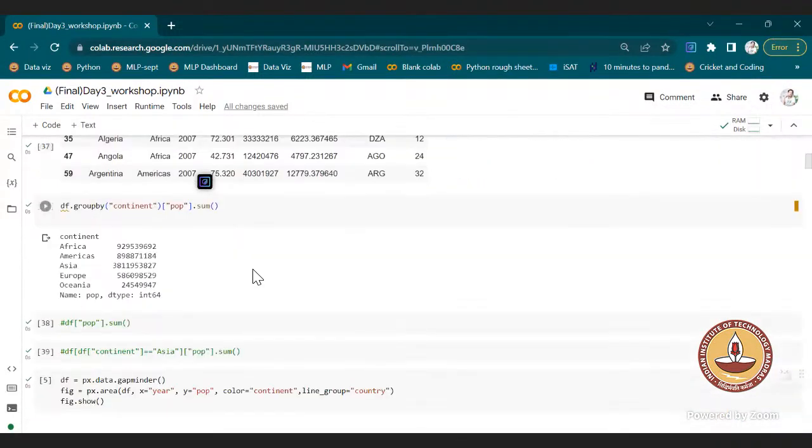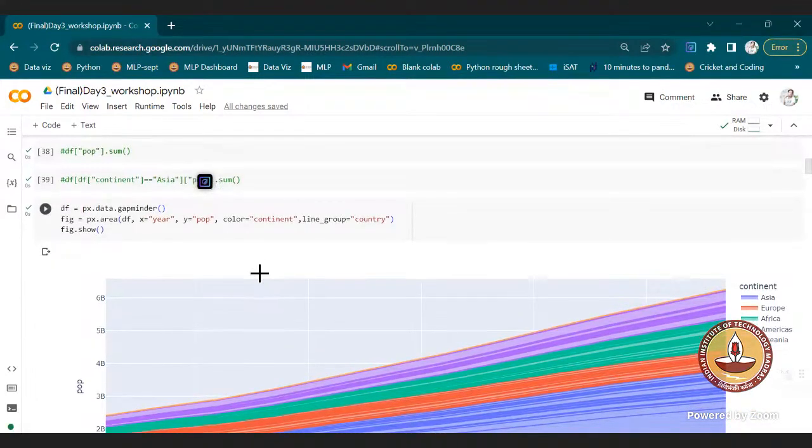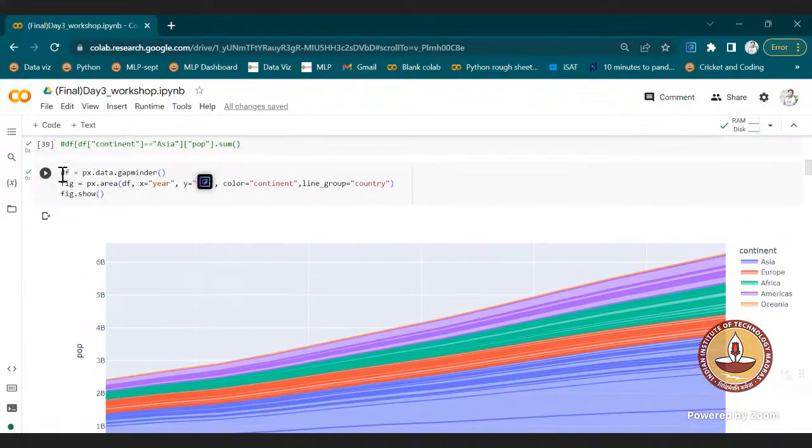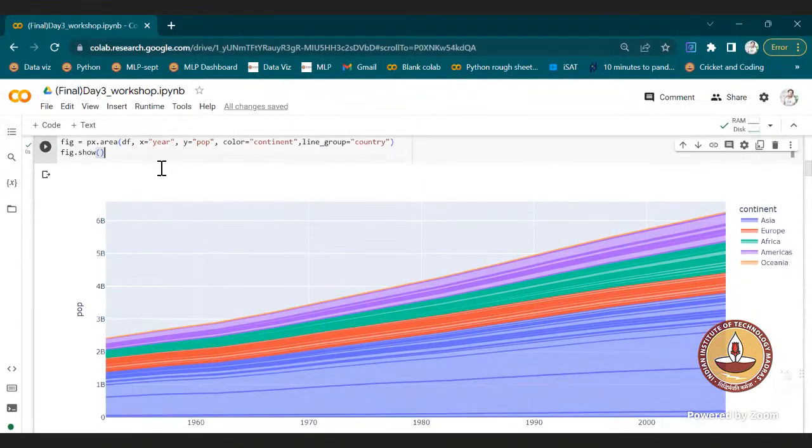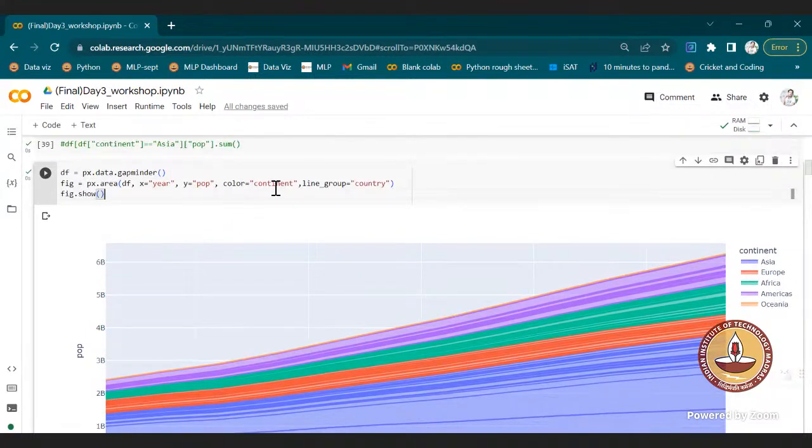For example, here you see we have taken a toy dataset from this plotly library only, and on the x-axis we have plotted the year column, and on the y-axis we have plotted the population, and the color coding we have given is a different color for each continent. And line group shows the country.